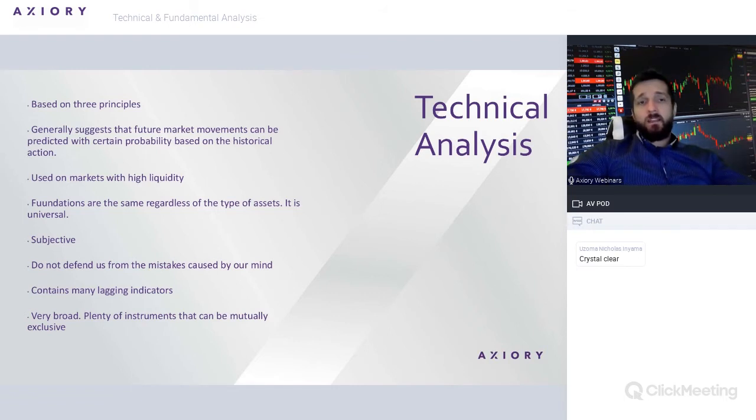Technical analysis contains many lagging indicators. What is a lagging indicator? It means that it's late, that it shows you a buy signal when it's too late and the price already went significantly higher. And it's also very broad, the technical analysis, and it has plenty of instruments that can be mutually exclusive. So, for example, in technical analysis, you have indicators, right? And one indicator can tell you that the price will go up, other indicator will tell you that the price will go down, and other indicator will tell you to stay away from the market, okay, at the same time.